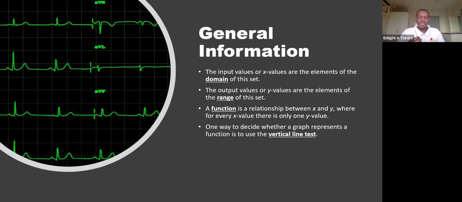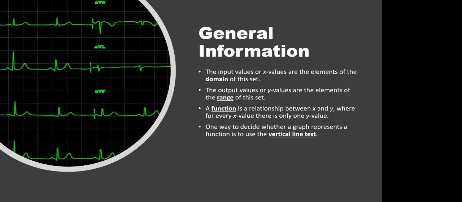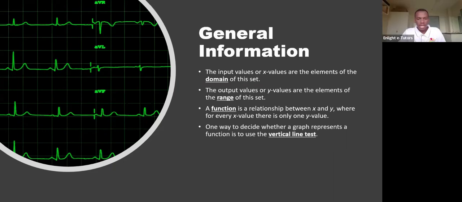Not every graph that you're going to come across is a function. How can you check whether a graph is a function or not? We have something we call the vertical line test. It's a line that you draw parallel to the Y axis, and then you check whether the line cuts your graph once, or whether the line cuts your graph twice. You understand? Yes, I do.